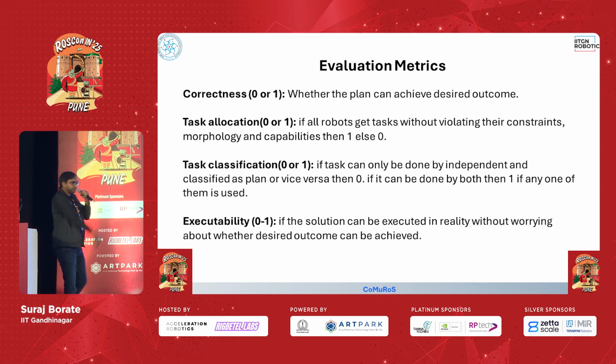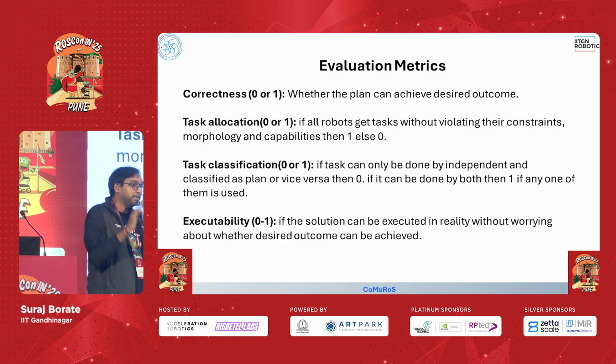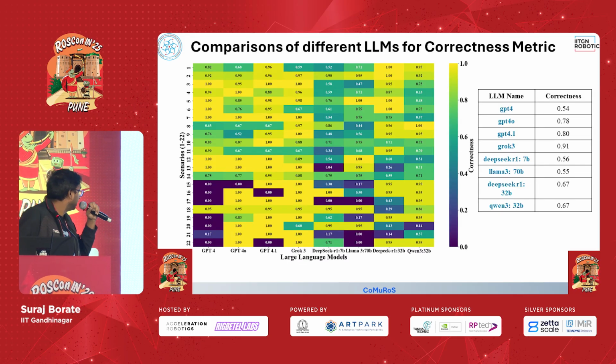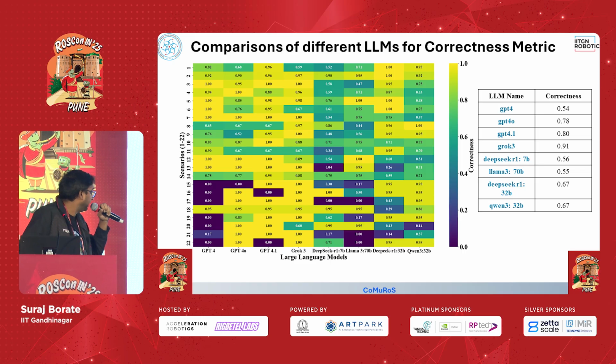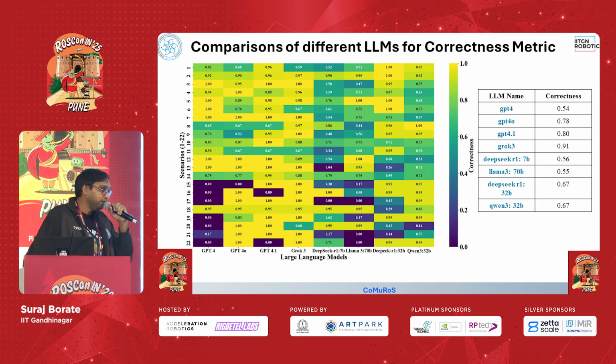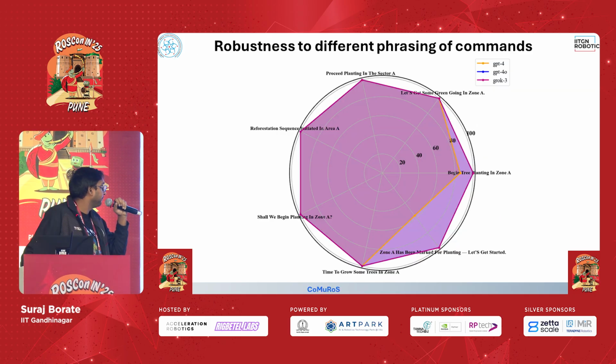For these metrics, I will not go into the details, those are available in the paper. The first one we can see is correctness, whether the plan can achieve the desired outcome as judged by a human. Across these 10 different LLMs, from API-based to offline models, we observed that Grok 3 performed better than others with a success rate of 91%.